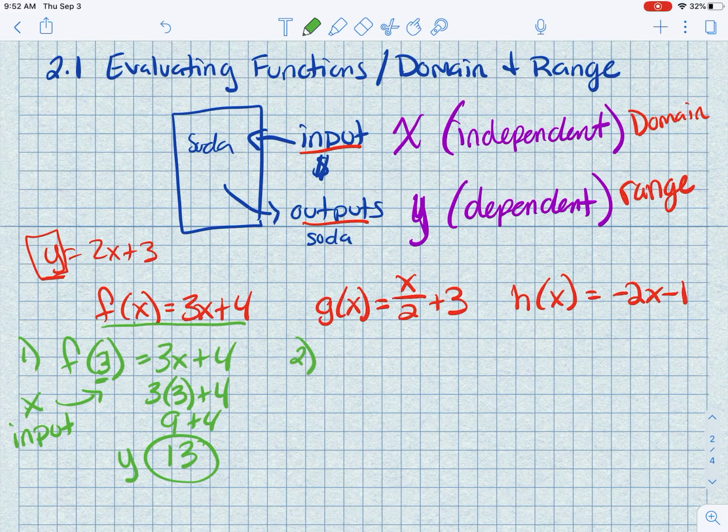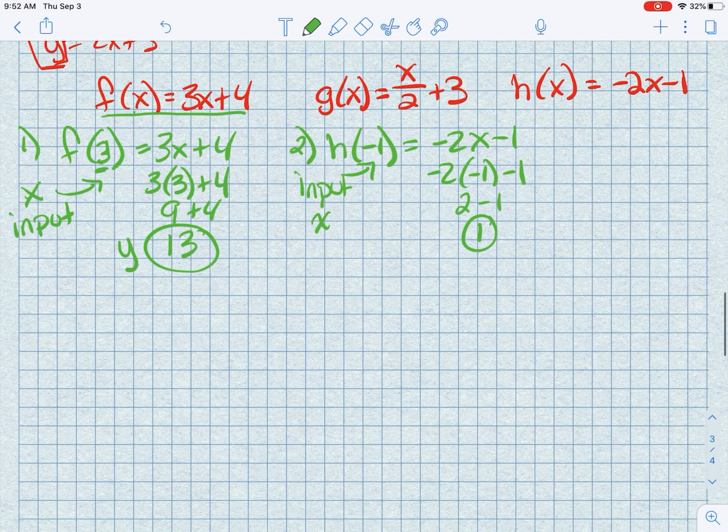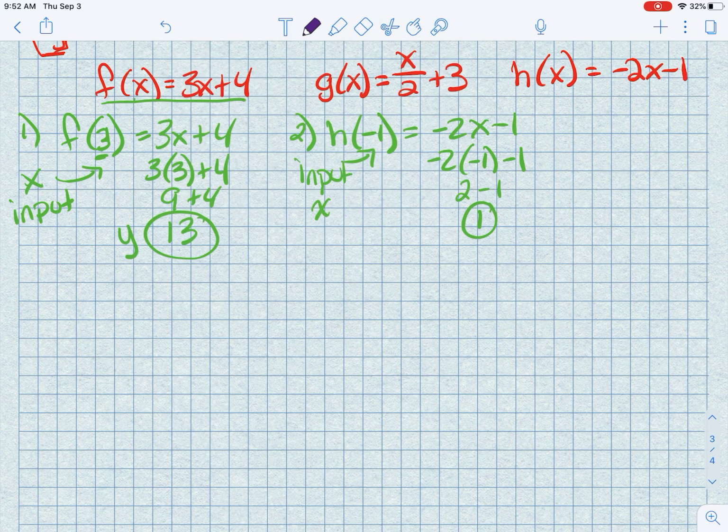Okay, let's try another one. So the second one, h of negative 1. Okay, so negative 1 replaces what? The x value or our input. Okay, or our x, however you want to look at that. So if h is normally negative 2x minus 1, we're going to replace the x with the negative 1. So negative 2 times negative 1 minus 1. Negative 2 times negative 1 would be 2 minus 1, so we get 1. Okay? All right, so let's do one that's a little bit different.